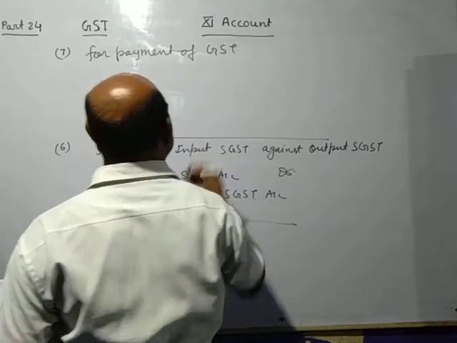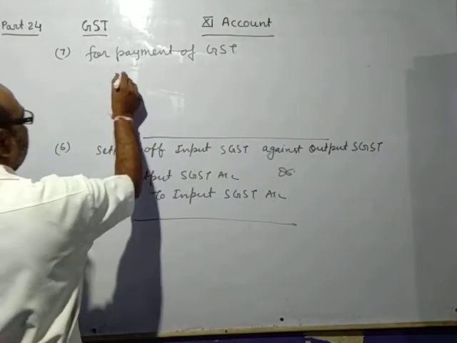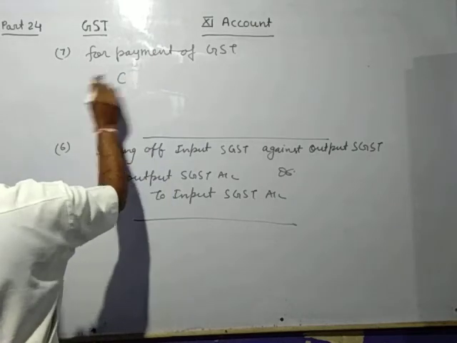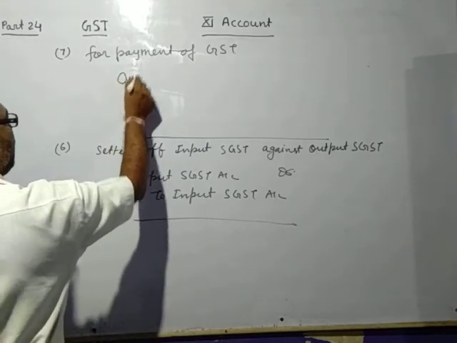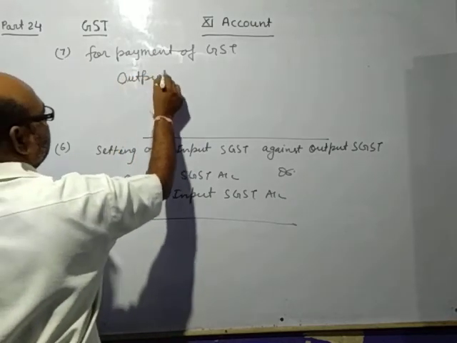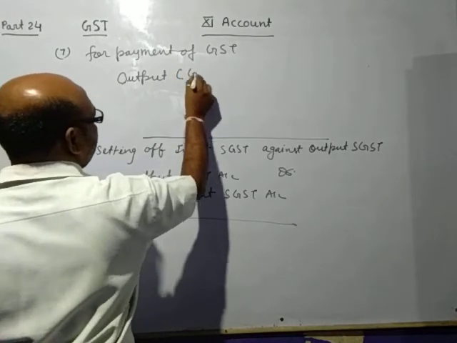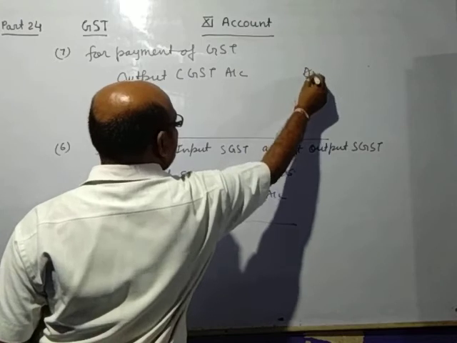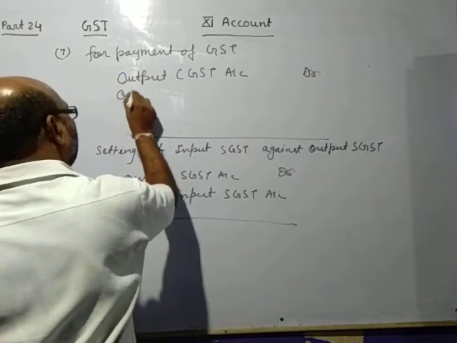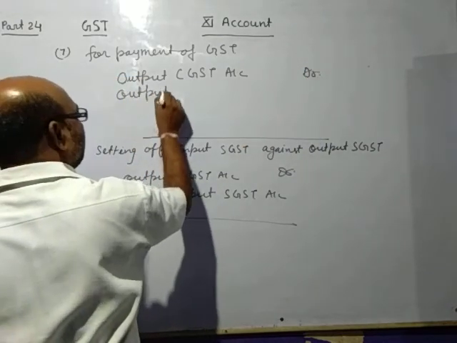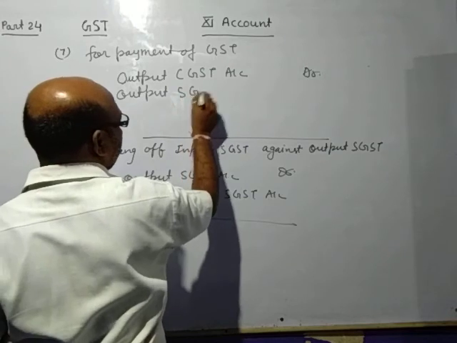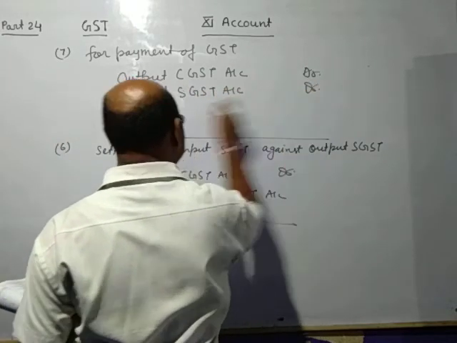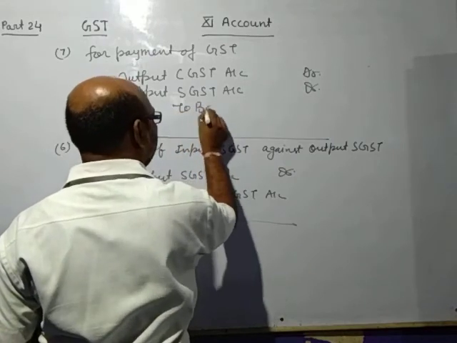Now you will pay the GST to the government. So output CGST account debit, output SGST account debit, to bank account.